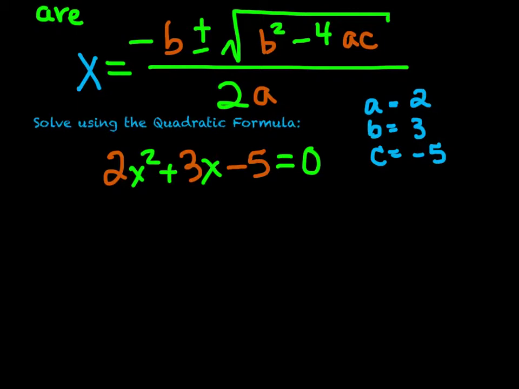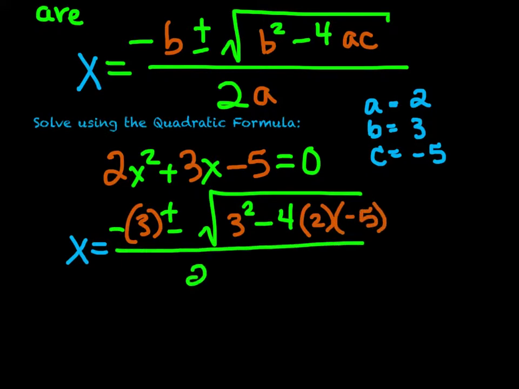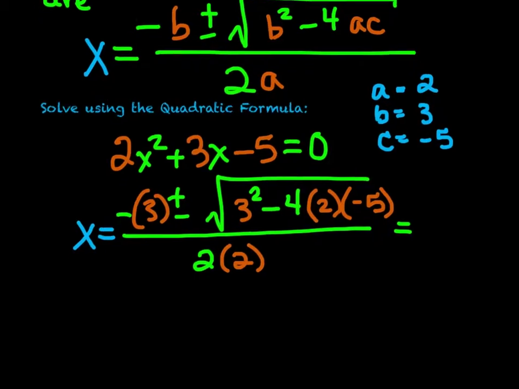We have x is equal to -3, our B term, negative, plus or minus the square root of 3 squared minus 4 times 2 times -5, and all of this is over 2 times 2, our A term. So -b plus or minus the square root of b squared minus 4ac all over 2a. Now we can actually solve this, and think of all the different ways that we can do this. So let's actually solve this equation.